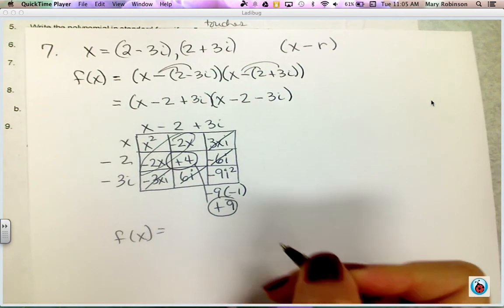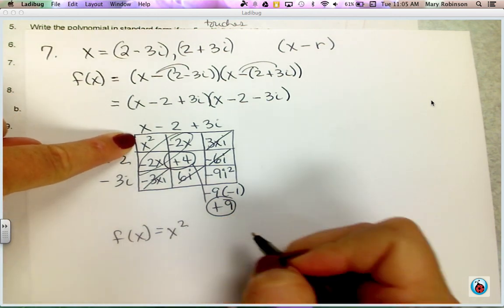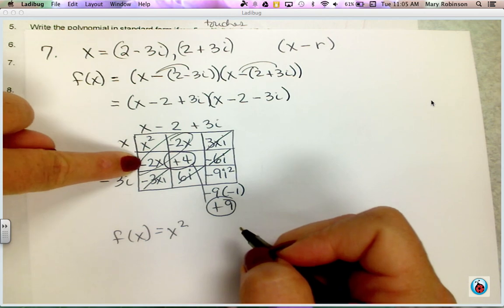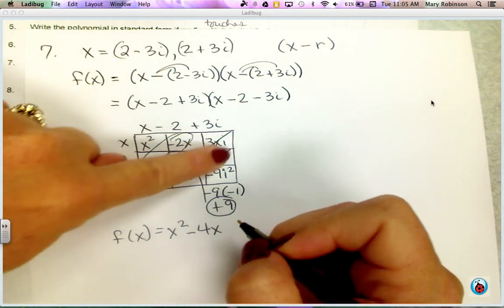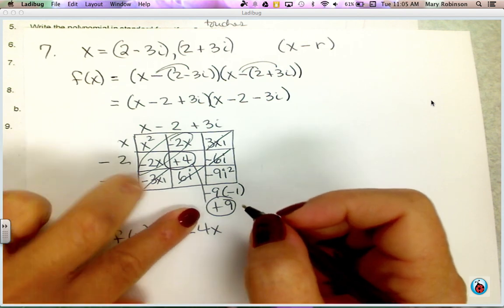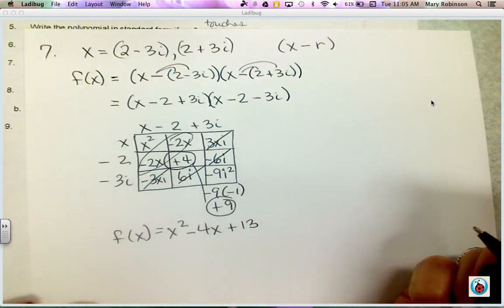Our last step would be to write our function in descending order, starting with the highest degree. So I'll start here with x squared. Negative 2x minus 2x is negative 4x. All of that other stuff eliminated, but we have 9 plus 4, which is positive 13.